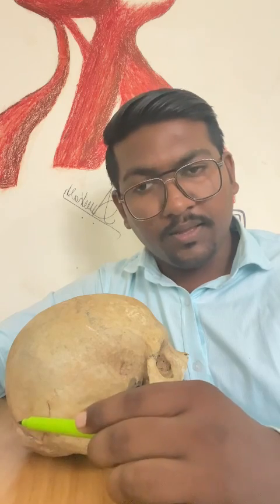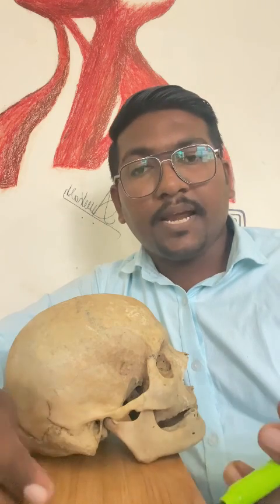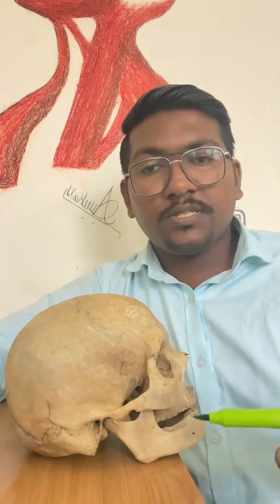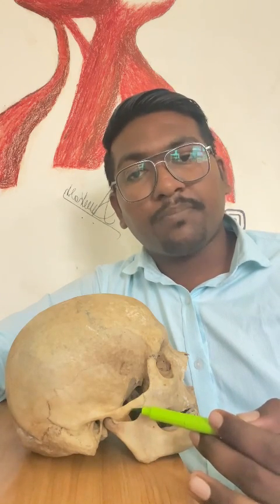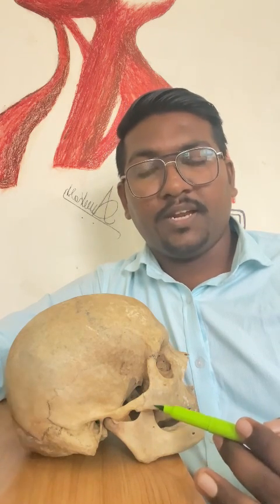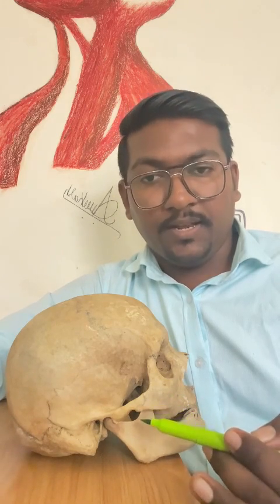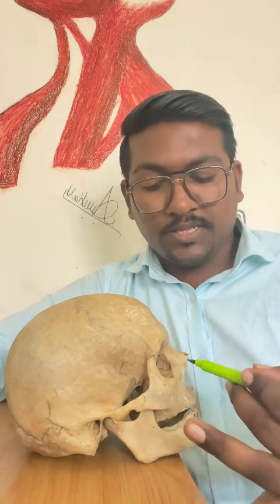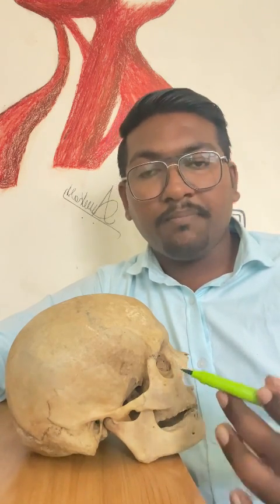and just inferior to that we can see the occipito-mastoid suture between the mastoid process of the temporal bone and the occipital bone. And we can also see this is the suture present between the zygomatic process of the temporal bone and the temporal process of the zygomatic bone. We can call it a zygomatico-temporal suture also. And also we can see suture between the nasal bone and the frontal process of the maxilla bone.